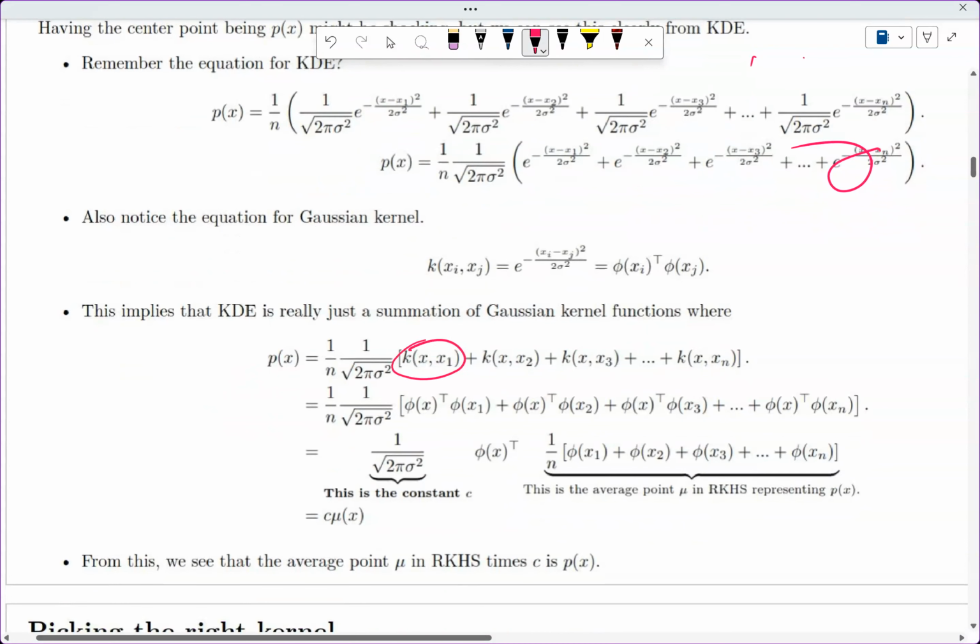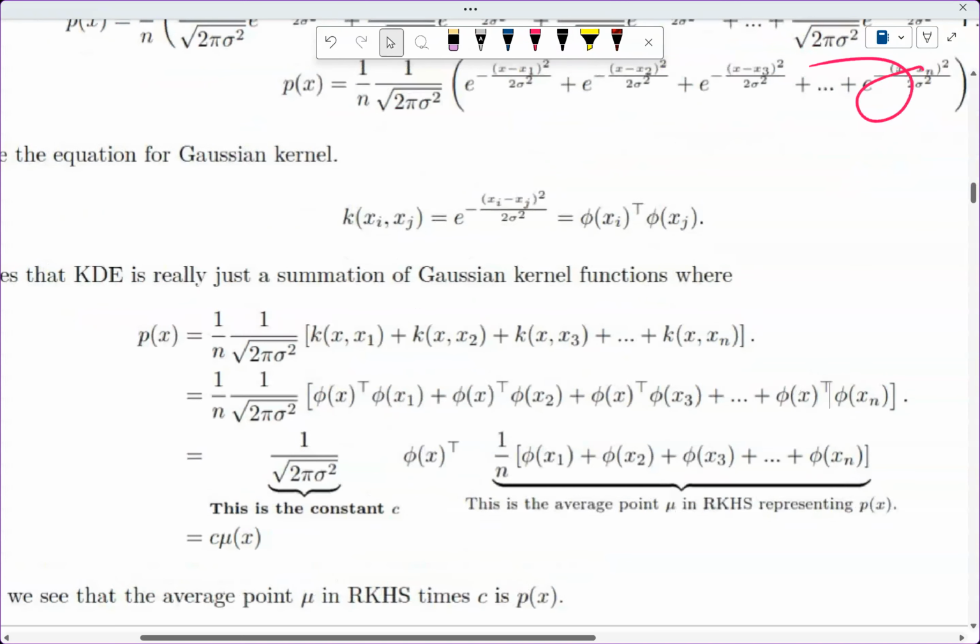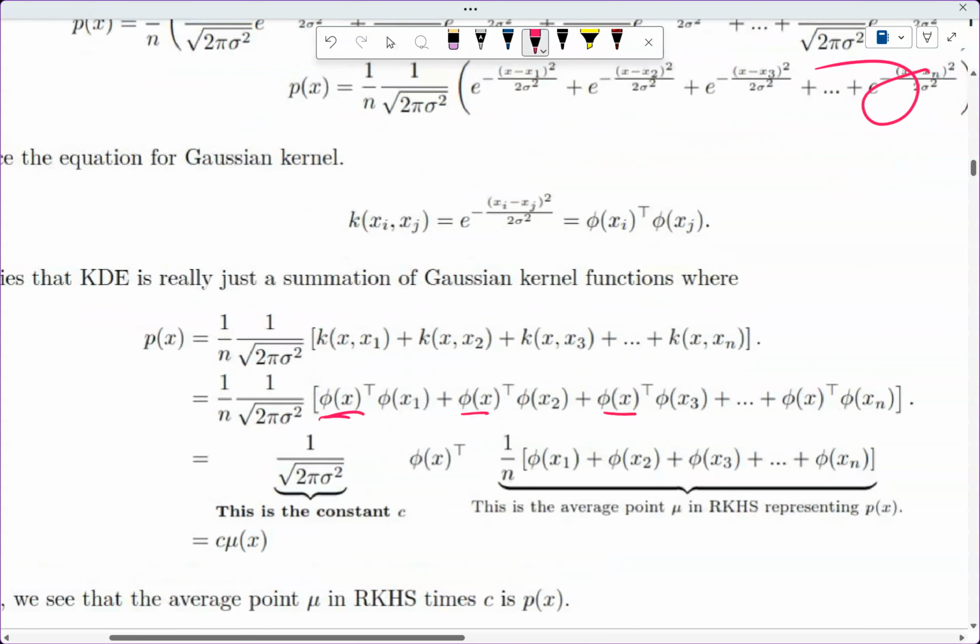Now, the kernel function is the inner product between the two samples inside RKHS. So we take the inner product. Let's write that down. This is the inner product between x and x1, right? This one is x and x2, this one is x and x3, up to x and xn. So these are the inner products. For all these inner products, you also notice that phi of x is the same, so we can pull that outside again.